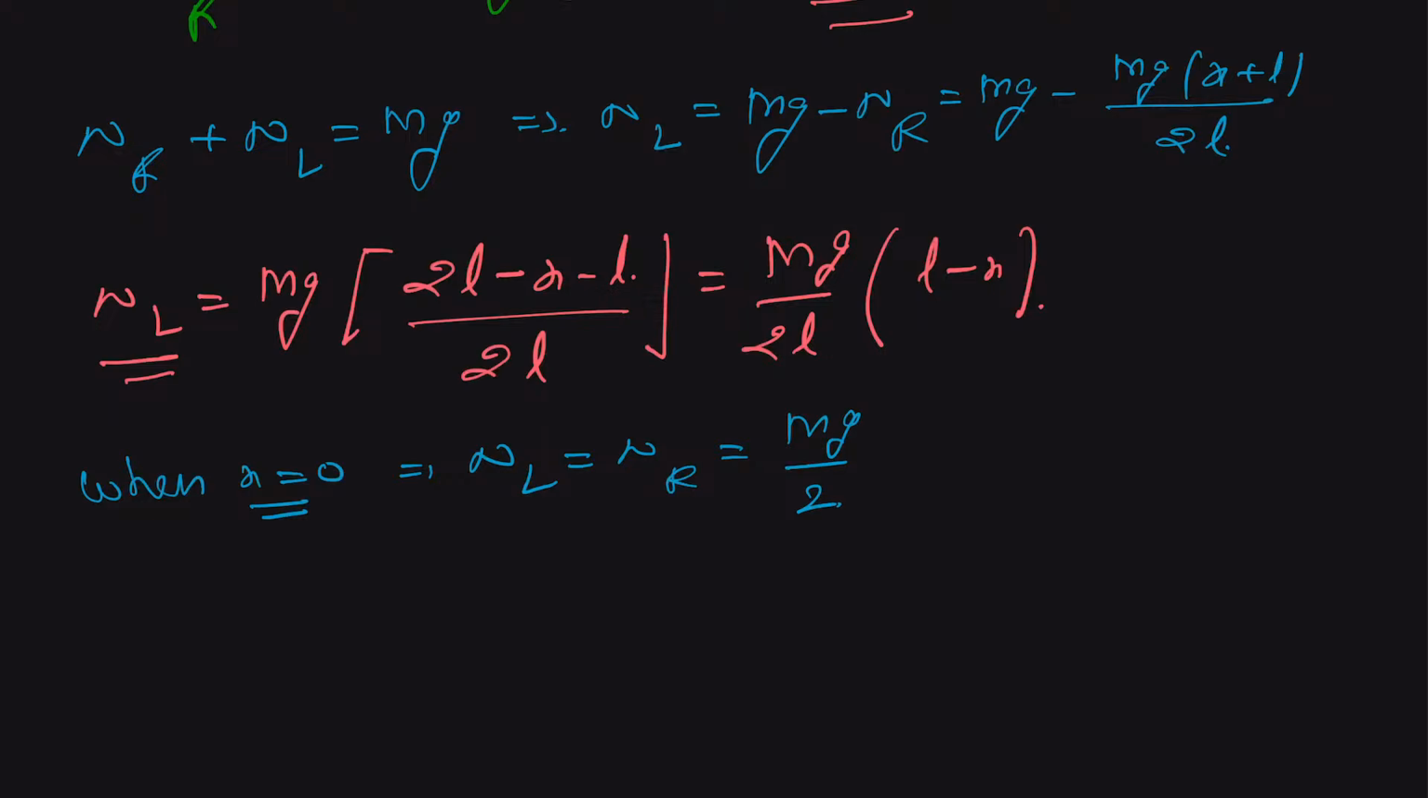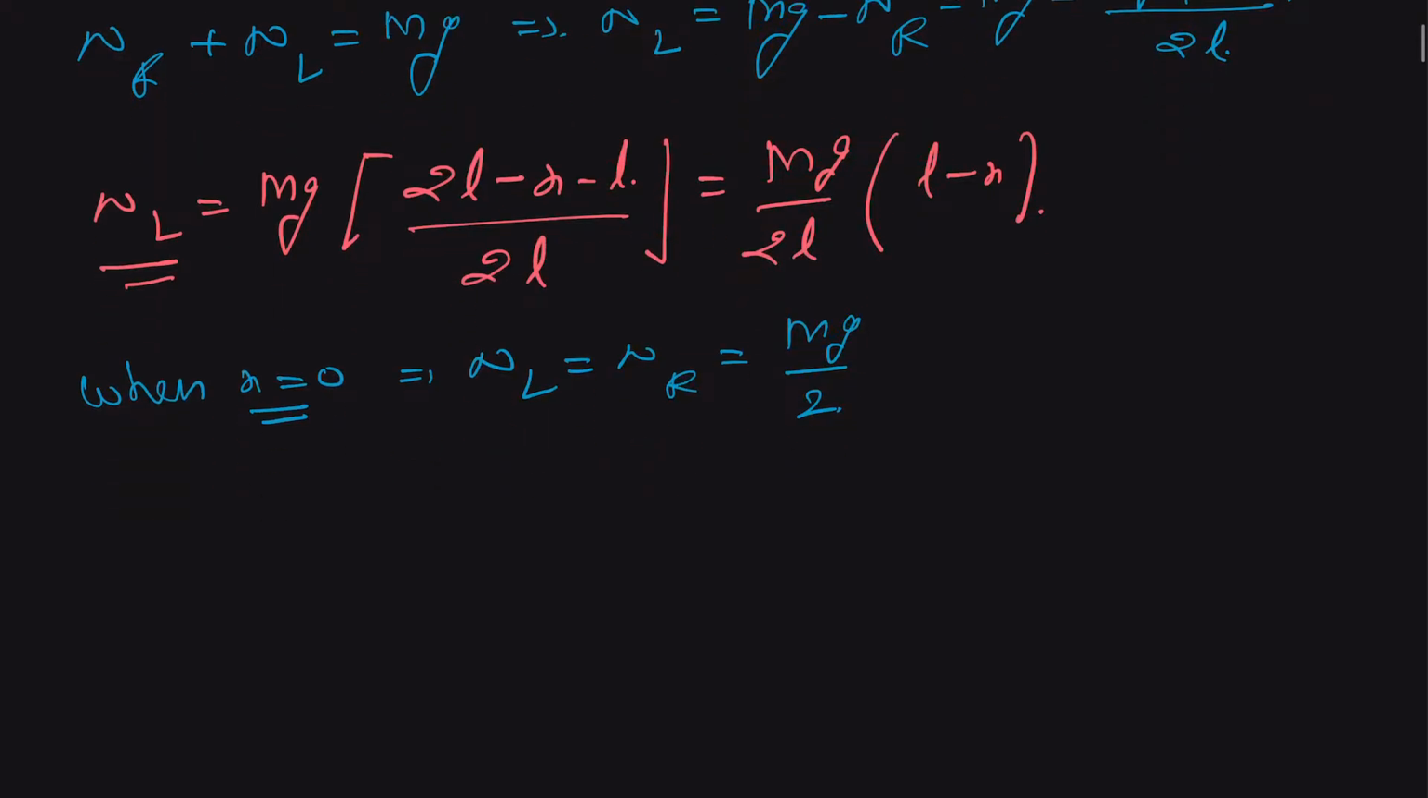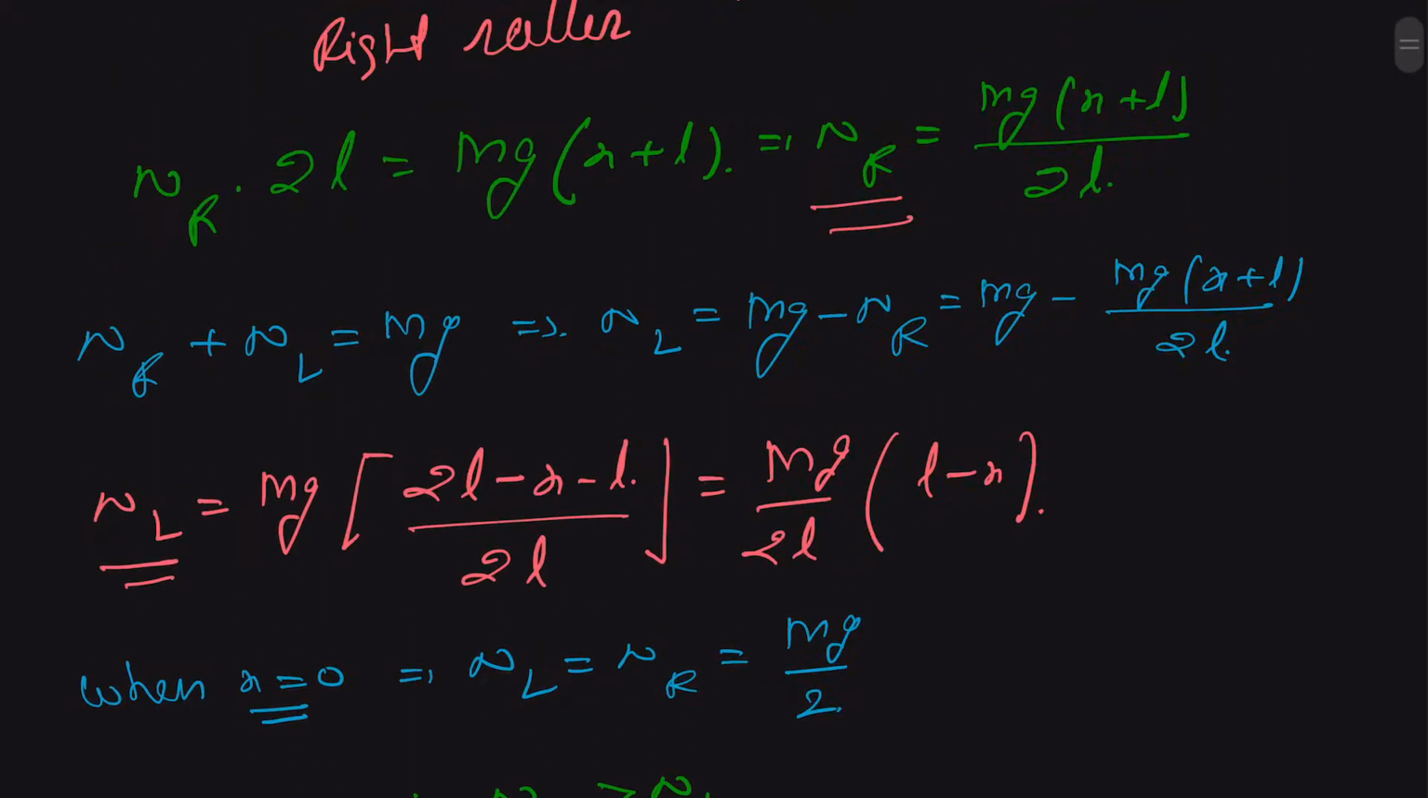Okay, and if x is greater than 0, therefore we can say that our normal to the right will be greater than our normal to the left. This is the basic equation. Normal to the right is L plus x, and towards our left is L minus x.